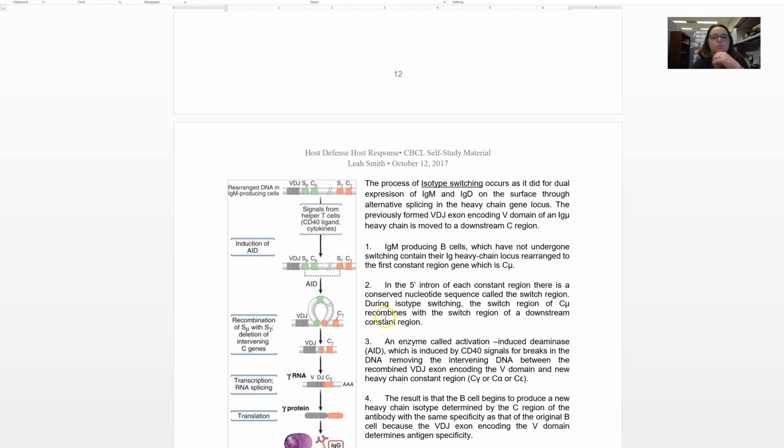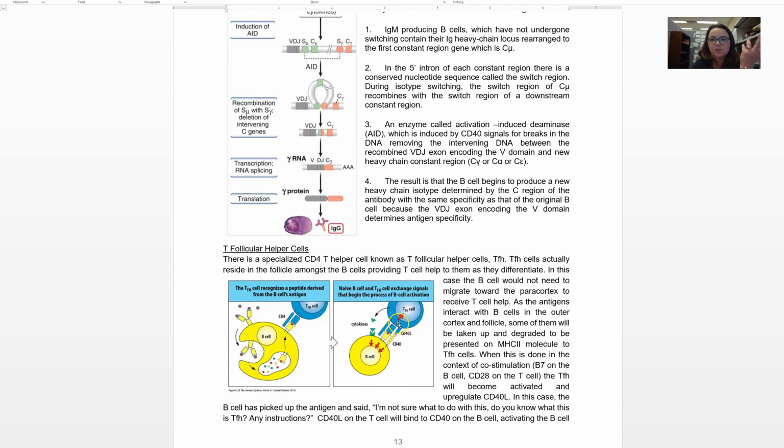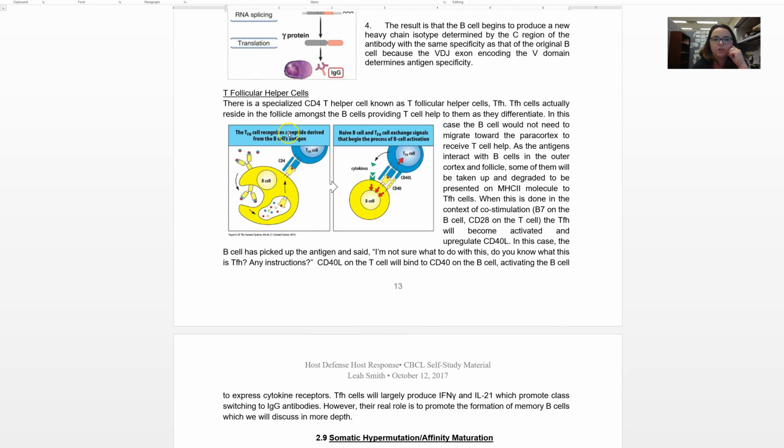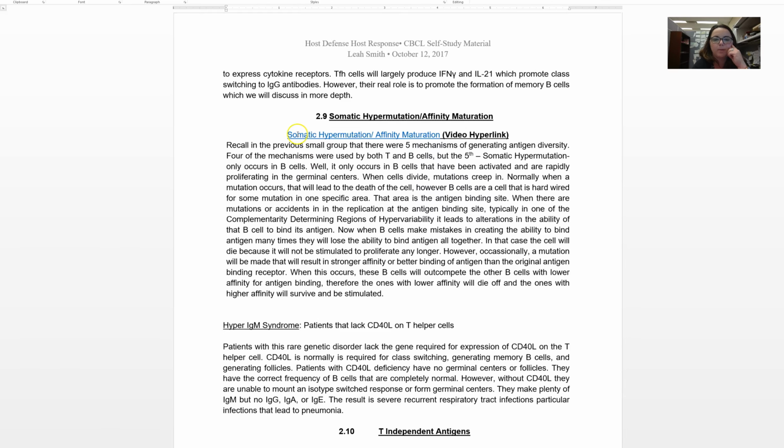So just kind of keeping those broad points down, that cytokines actually tell the B cell what type of antibody it should make. And those cytokines are produced by T helper cells, and oftentimes they're produced by this specialty population, T follicular helper cells. So you can read about that.